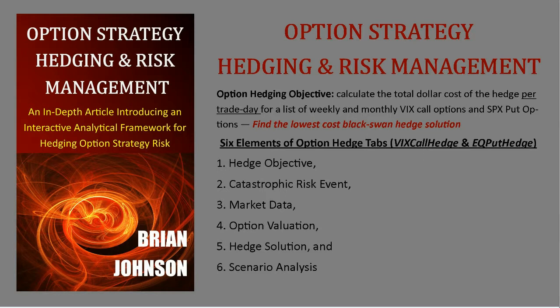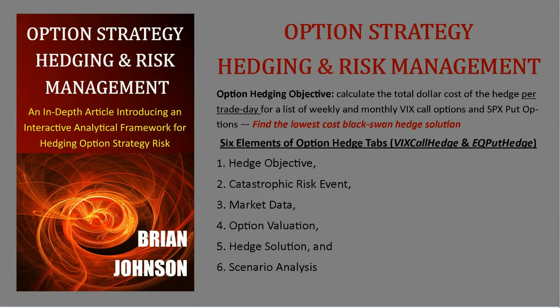So that will provide real market data and forecasted market data on each one of our candidates. Once we know the expected future option prices in the event of that black swan scenario, we can calculate number 5, which is the actual hedge solution, which represents the number of option contracts that we would need to purchase for each one of those option candidates.